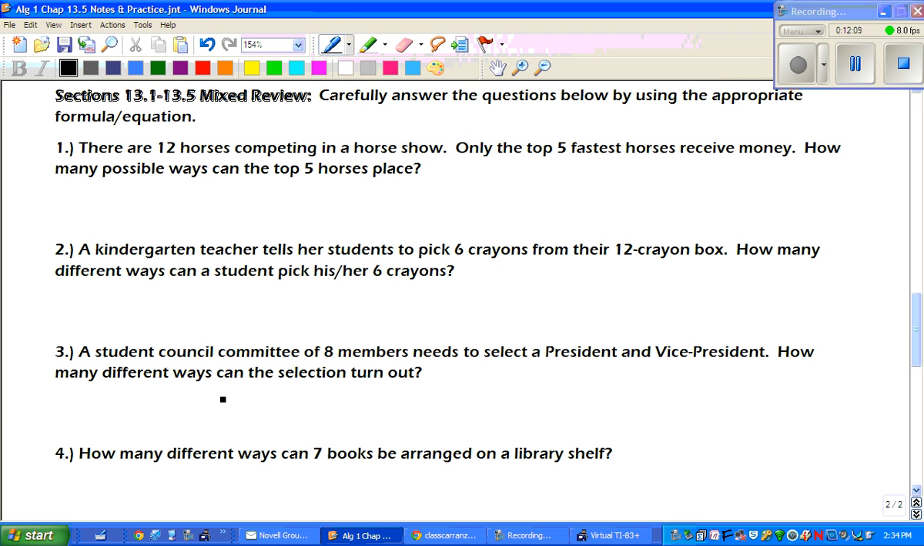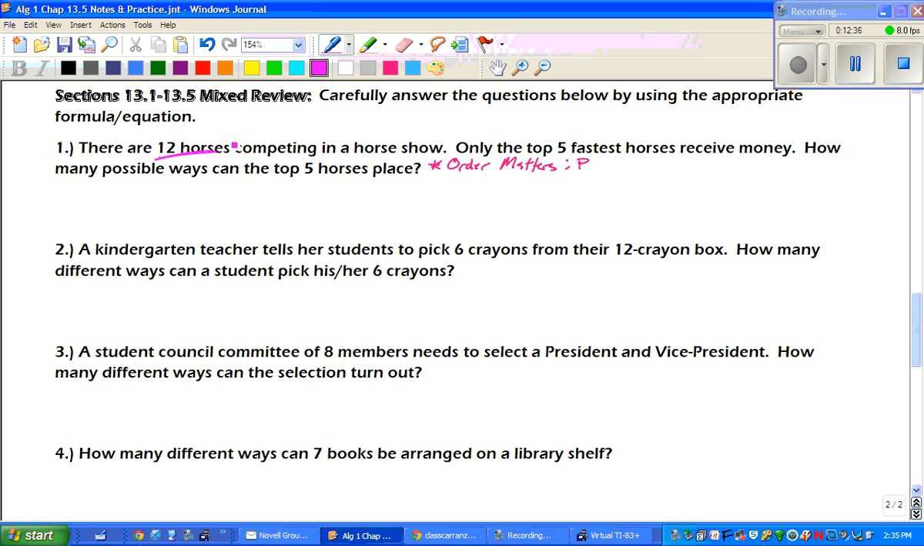So, there are 12 horses competing in a horse race. Only the top 5 fastest horses receive money. How many possible ways can the top 5 horses be placed? Now, here's your question. If you're talking about a race, does order matter? Yes. Okay. So since order matters, this is a permutation.